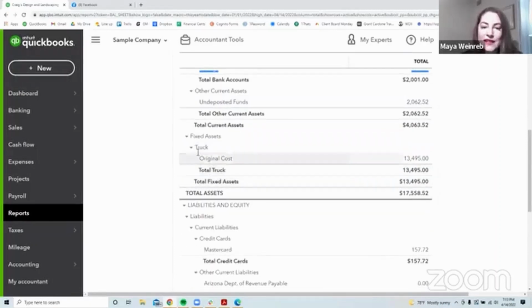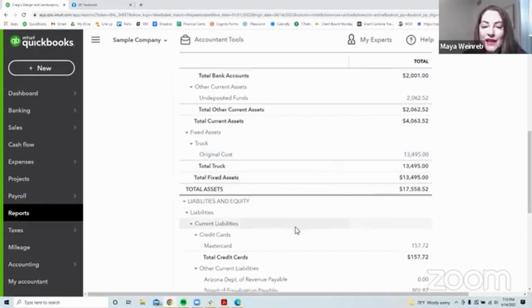What else are they listing as an asset? Your truck. So you own it, it has value. This was the original cost of the truck. It's an asset. If you have a truck loan, it would be a liability. What's a liability? A liability is money that you owe or potentially will owe, basically. So that is what a liability is.